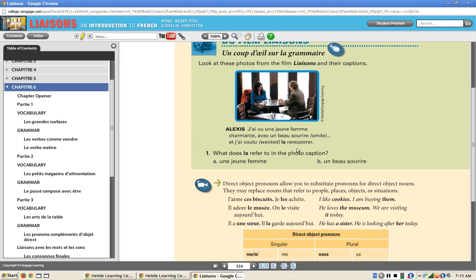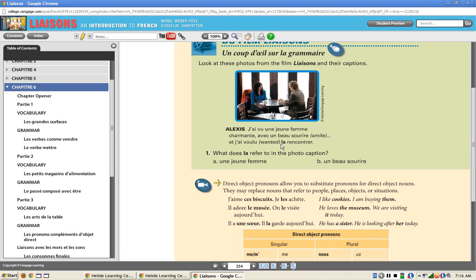So the verb in this sentence that we have in front of us, it's a long sentence. You have Alexis saying to Claire, "J'ai vu une jeune femme charmante, avec un beau sourire, et j'ai voulu la rencontrer." Rencontrer is the verb that we're interested in here, because he's not saying I wanted her. He's not being that seductive. He's saying I wanted to meet her. He's not saying I saw her. He's saying I wanted to meet her.